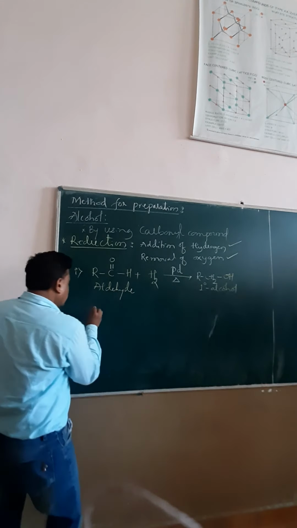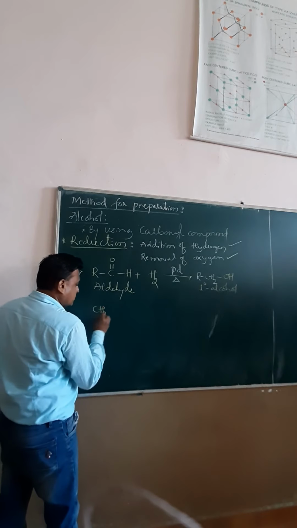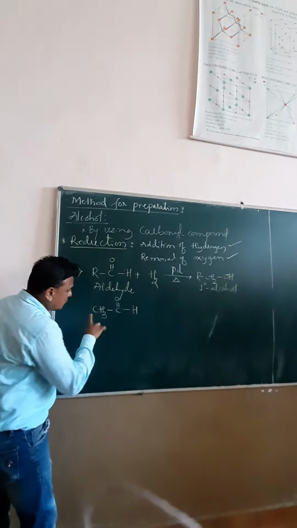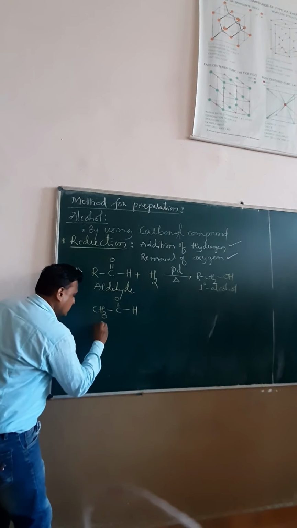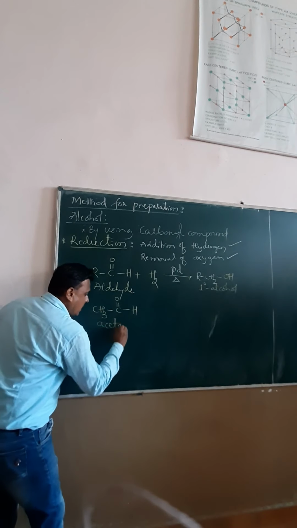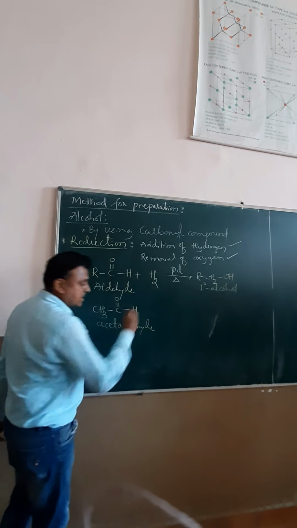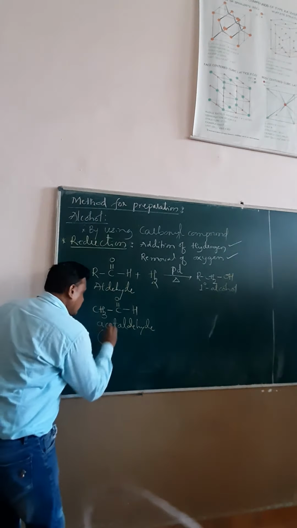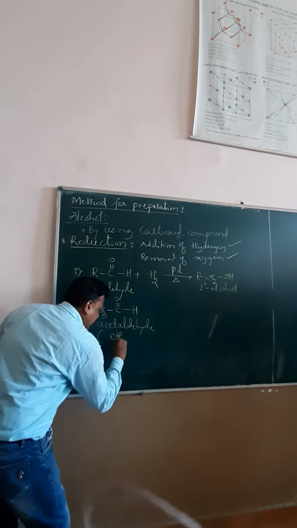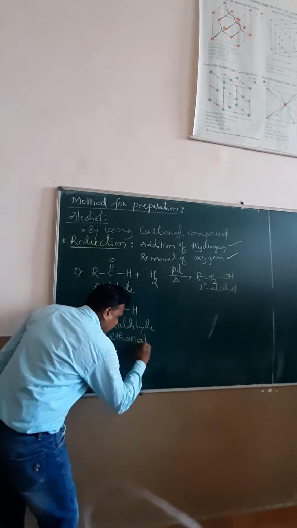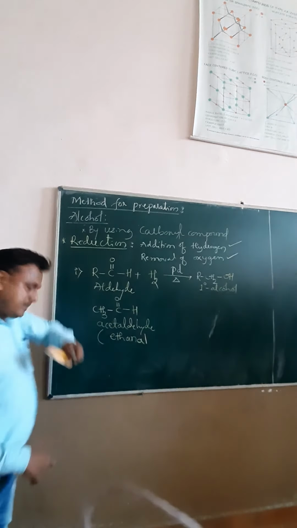For an example of this, we consider CH3, C double bond O, H. All of you know this example. Yes, this is acetaldehyde. Acetaldehyde, in IUPAC with 2 carbons, is ethanal. Keep that in your mind.